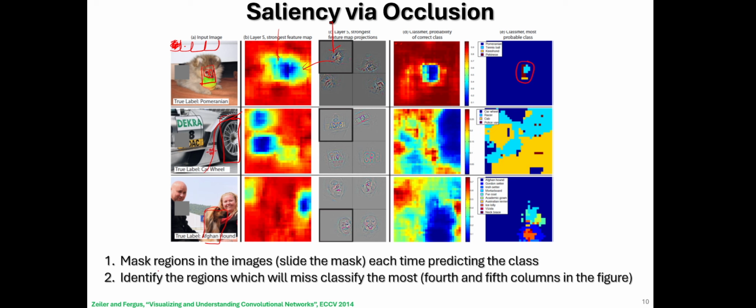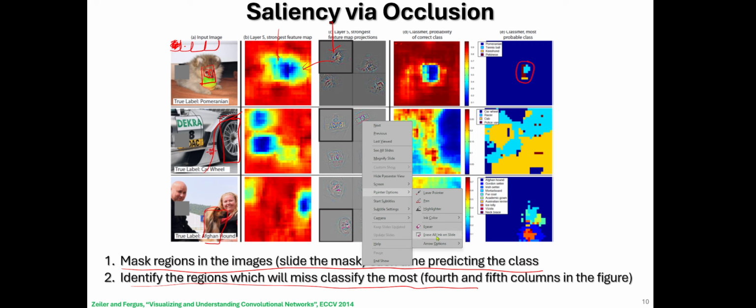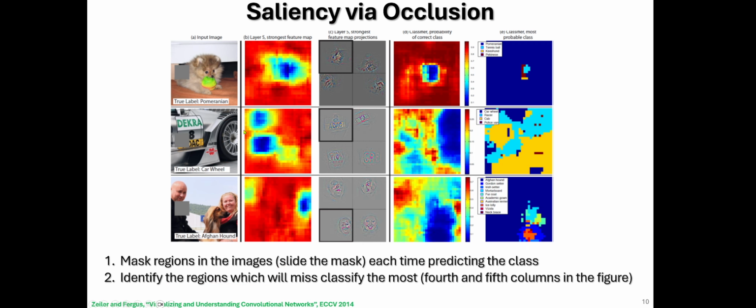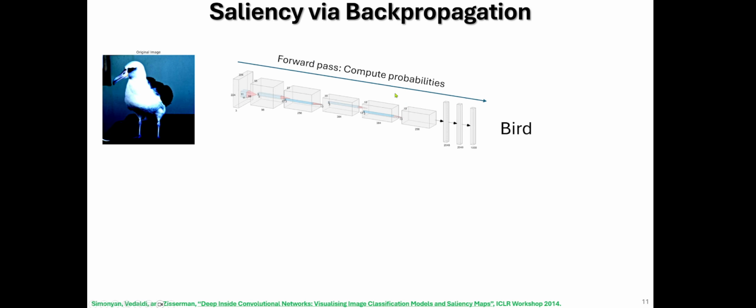So the approach is very simple. You mask regions in the image, slide the mask each time predicting the class, and that's what you see over here, and identify the regions which make you misclassify the most, right? That's what these two tell you. So this is basically checking the saliency through occlusion, because you are masking out regions in the image. Okay, so it's interesting, right?